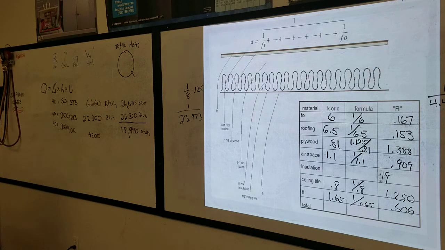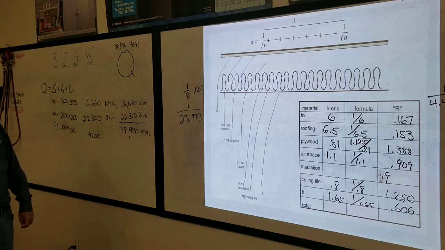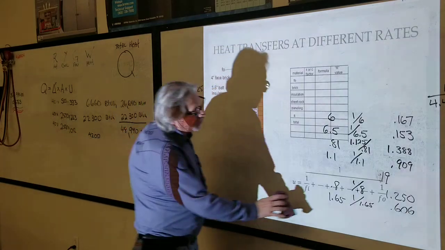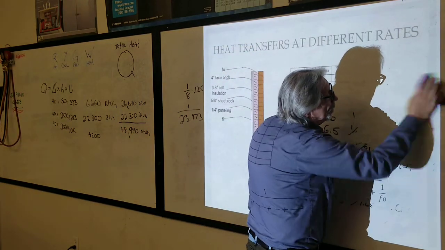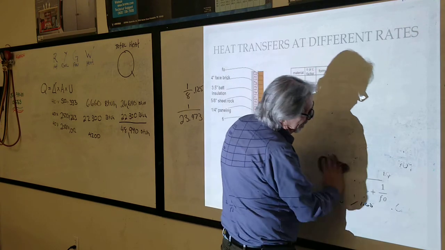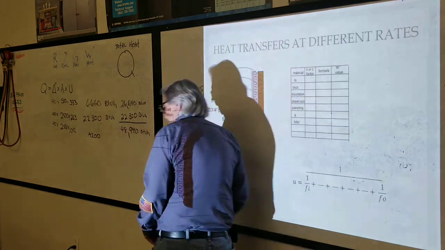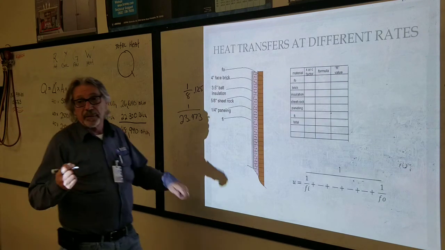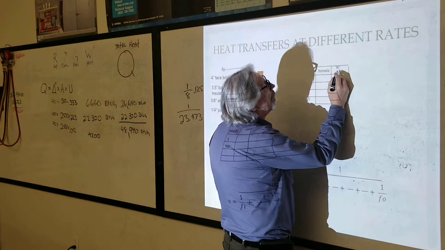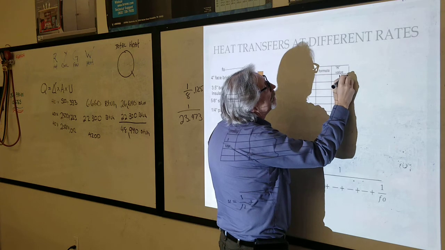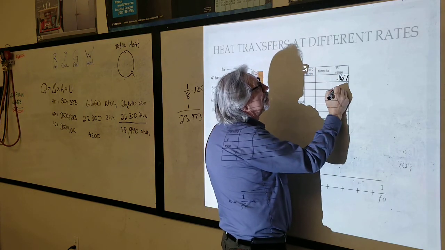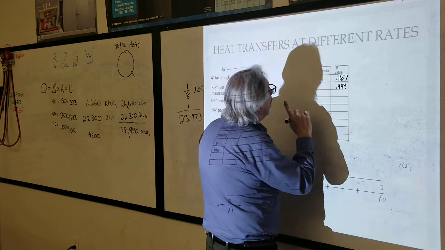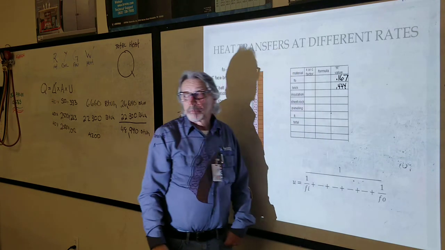So we're gonna do it for the walls too? Yeah, let me back it up. You guys remember what the values on the walls were? Why don't you just give me the R values? 0.167. 0.444. Airspace is 0.909. Sheetrock is 0.5.